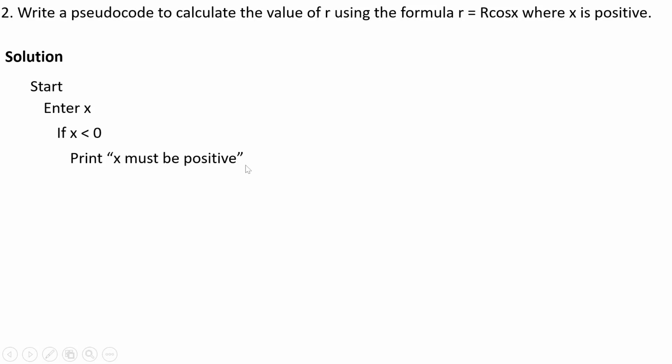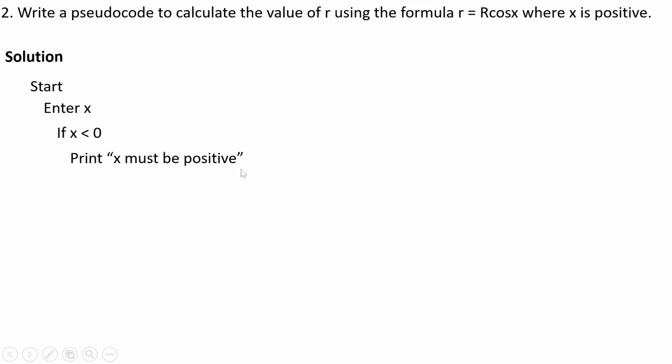It's like it should tell that person, no, no, no, no. You have entered a negative value of x. It's not a negative value we are looking for. We are looking for a positive value. So that's why you say if x is less than 0, print x must be positive.